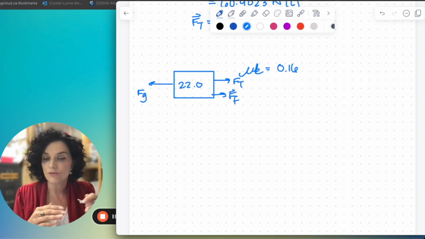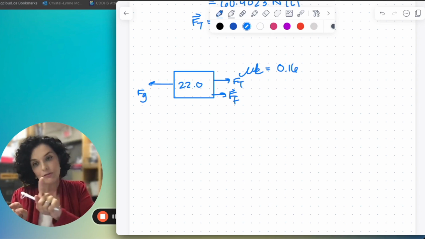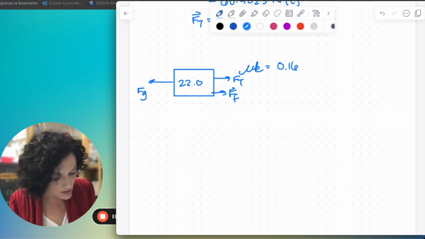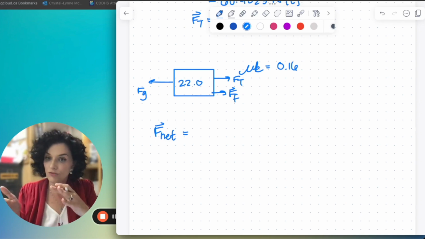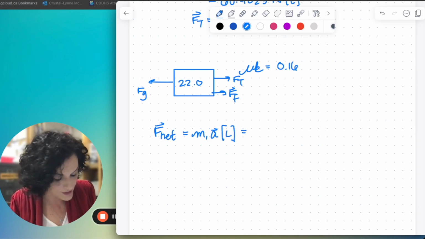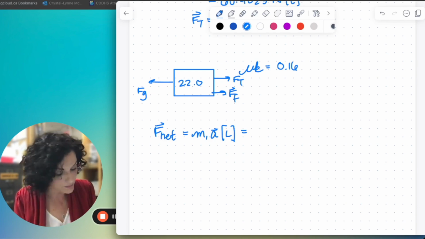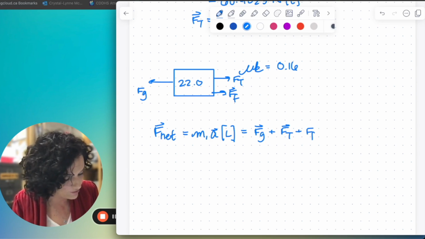And remember, your force of friction is always opposing the actual motion itself. So because it's going down, my force of friction is going to be going, we'll say, towards the right in this case. So my F net, again, which way is my system moving? It's moving towards the left. So I've got my M1 times A, that's going towards the left. Now this is the sum of all my forces acting on my mass. So I've got my Fg plus my Ft plus my Ff.